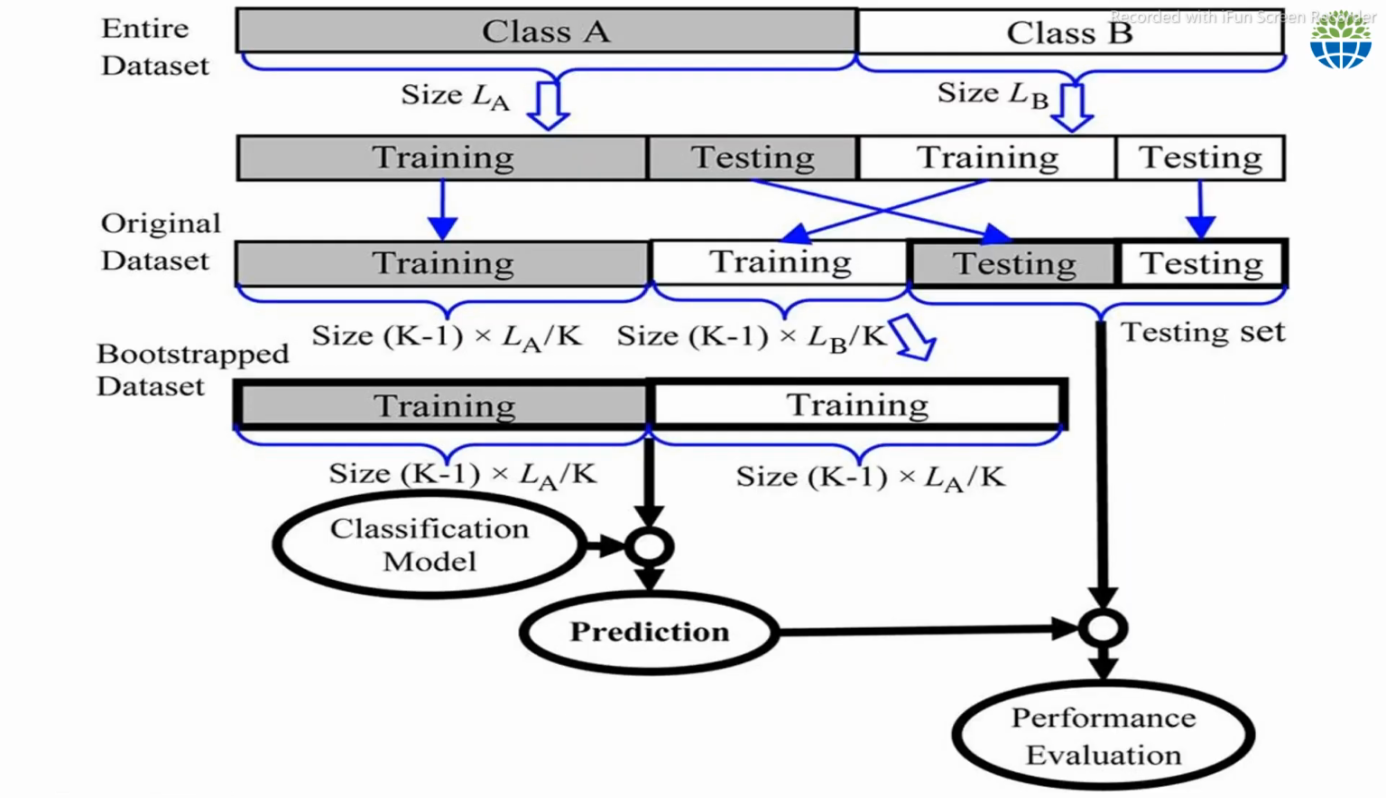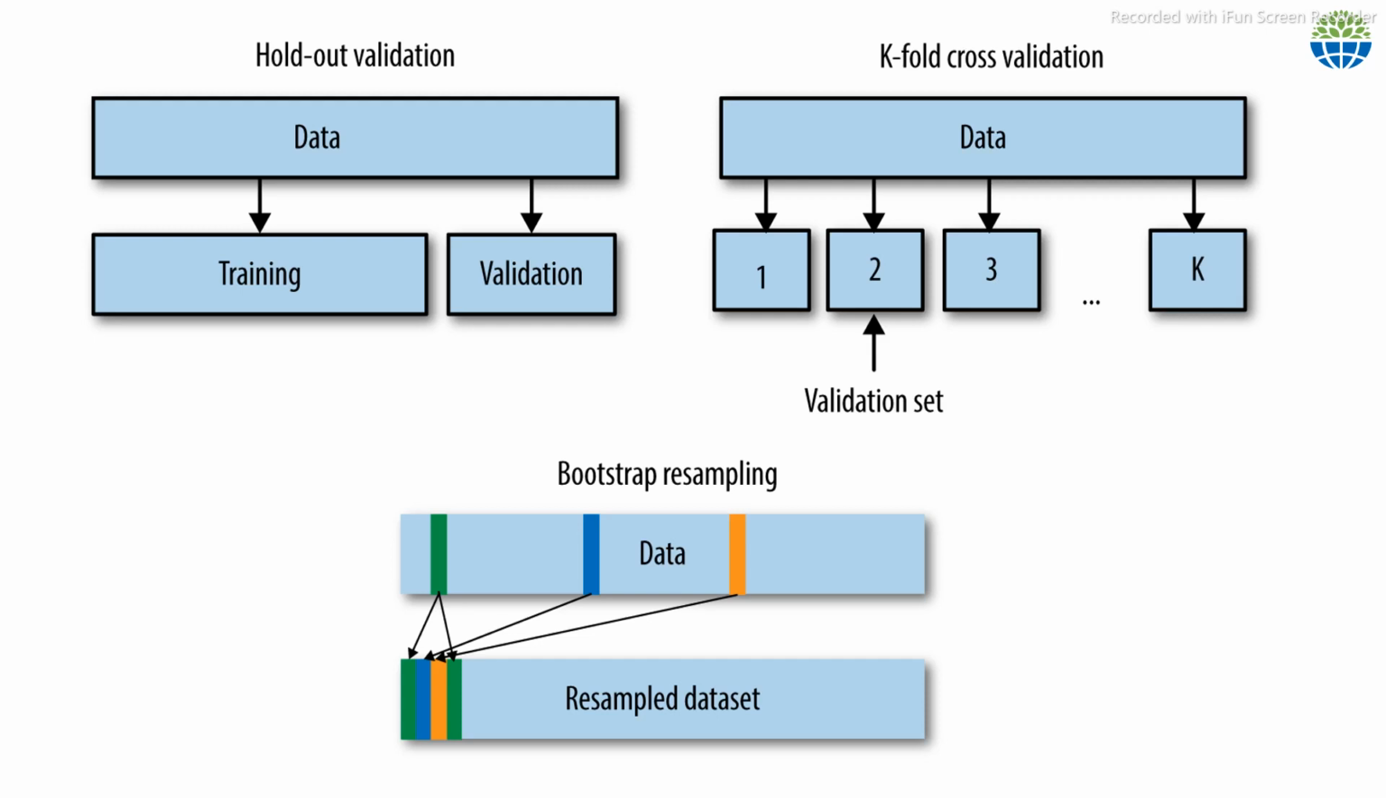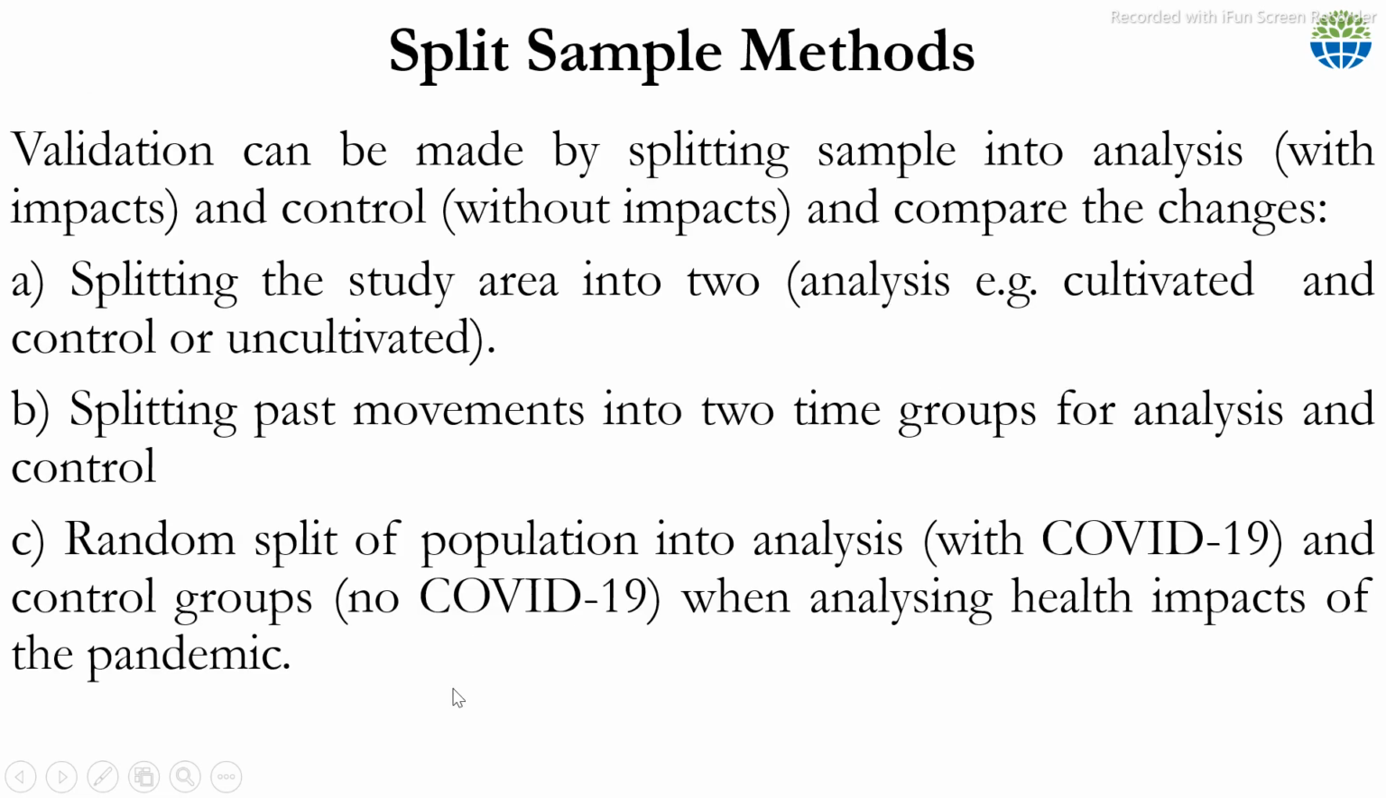Here is another example with class A and class B, training data and test data. Test data is your sample data, and training data is the standard data. This is an example of hold-out and k-fold cross validation. In the same way, the third one is bootstrap resampling. Bootstrap means we are going to resample the test data. Another method is split sample.